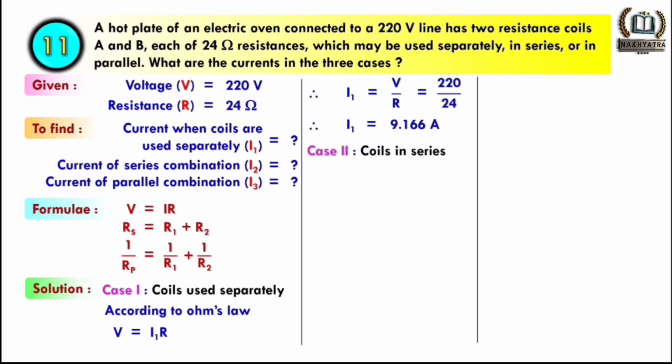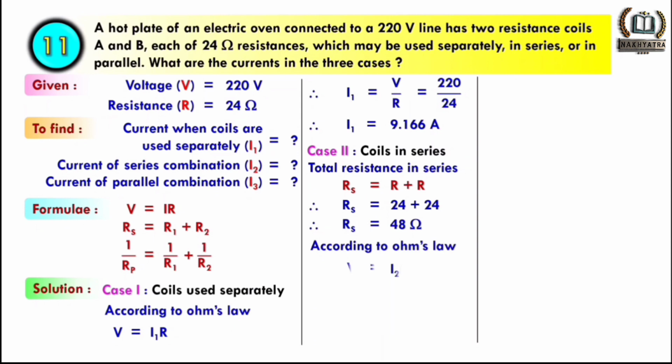Now in case 2, coils in series. Now see, the total resistance in series is Rs equal to R plus R. So add it, Rs equal to 24 plus 24. Therefore your Rs equal to 48 ohm. Now according to Ohm's law, V equal to I2 Rs. Okay, rearrange it and put the values. We will get current I2 equal to 4.58 ampere.